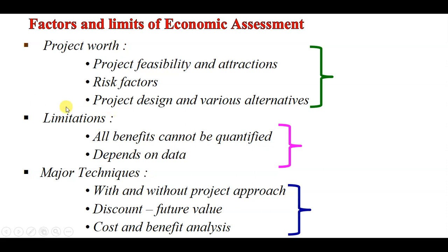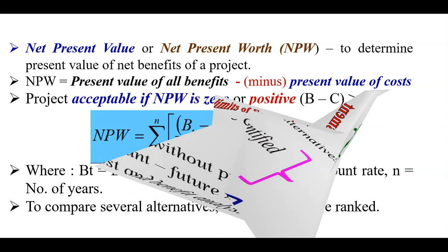Here is a limitation: not all benefits can be quantified, depending on the data. So what techniques are used? The major technique is the with and without project approach. Then discounting of future value, and cost and benefit analysis. Cost-benefit ratio analysis must be one technique for this.